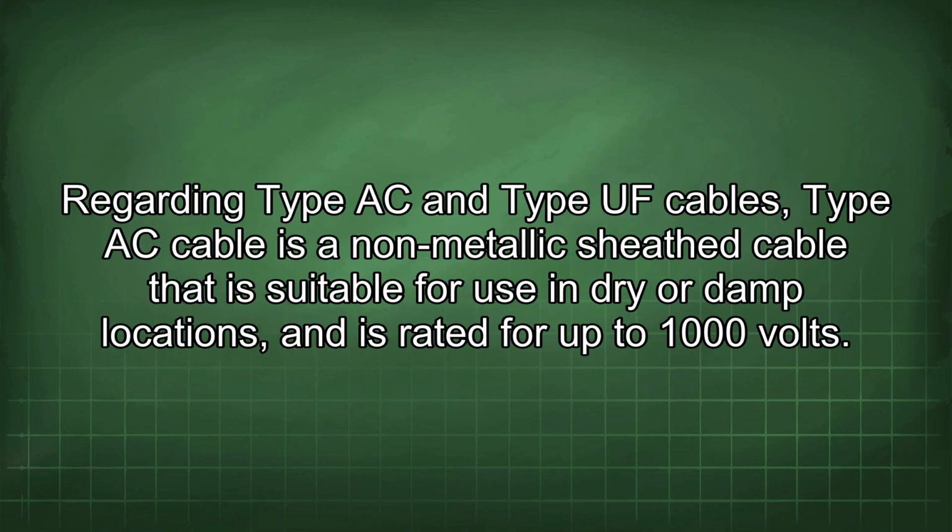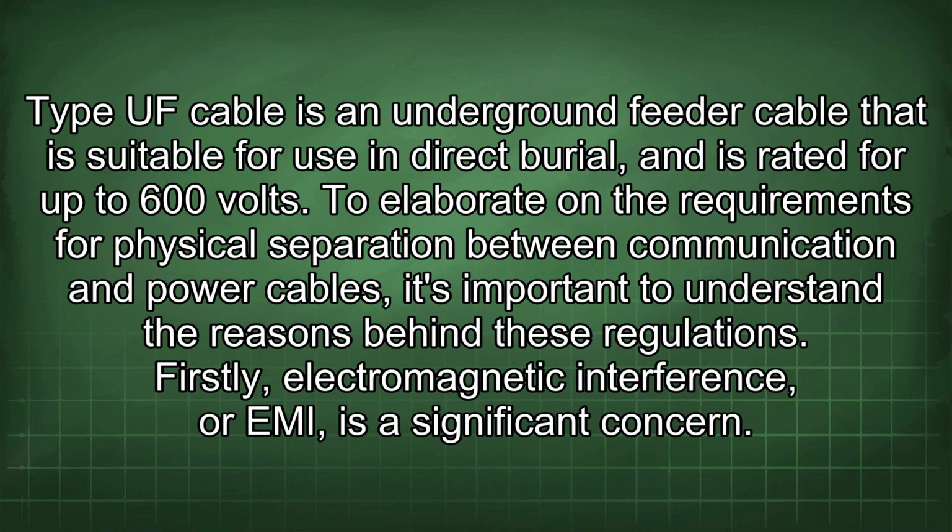Regarding Type AC and Type UF cables, Type AC cable is a non-metallic sheath cable that is suitable for use in dry or damp locations and is rated for up to 1000 volts. Type UF cable is an underground feeder cable that is suitable for use in direct burial and is rated for up to 600 volts.